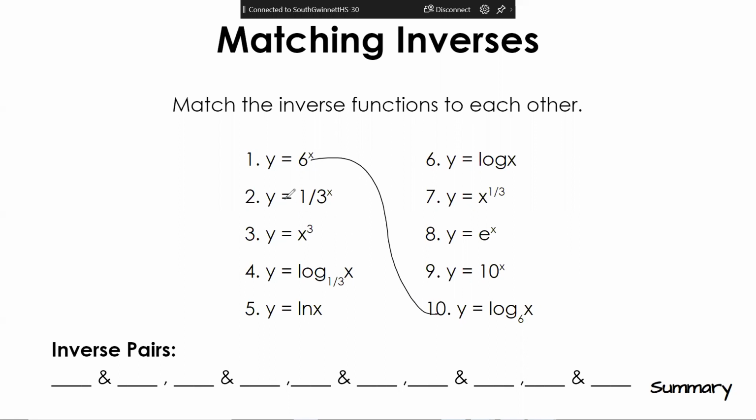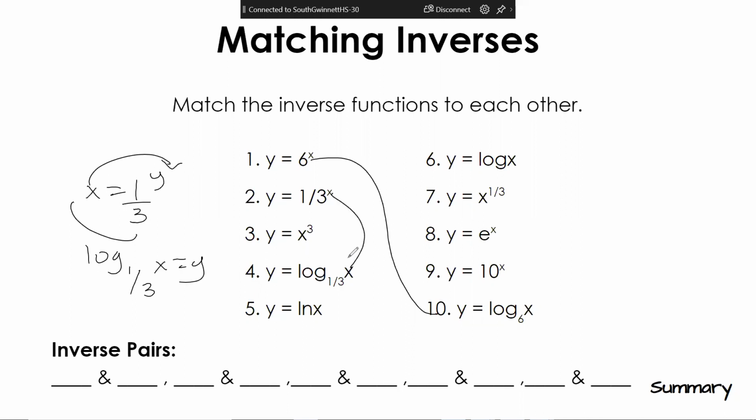So let's talk about this. For number 2, if I was going to do the inverse, I would switch my x and y, and then I would solve for my y. So then I would do the log of 1/3 of x equals y, which is number 4. All right. On number 3, what would be the inverse of this one? 3 and 7. For number 5, what's going to be the inverse for this one? And then 6 and then 9.